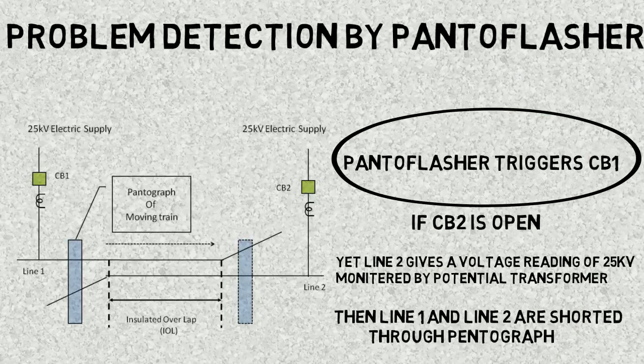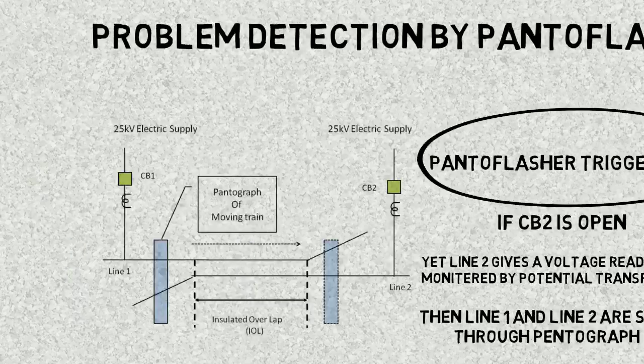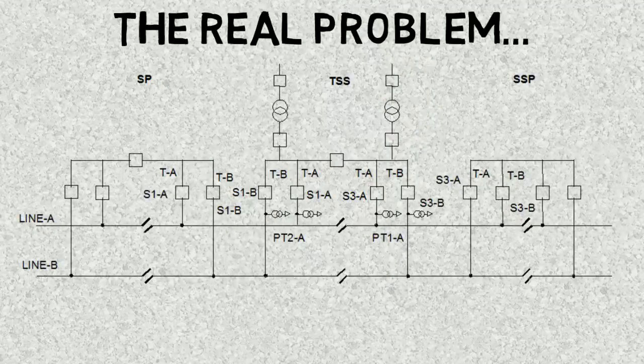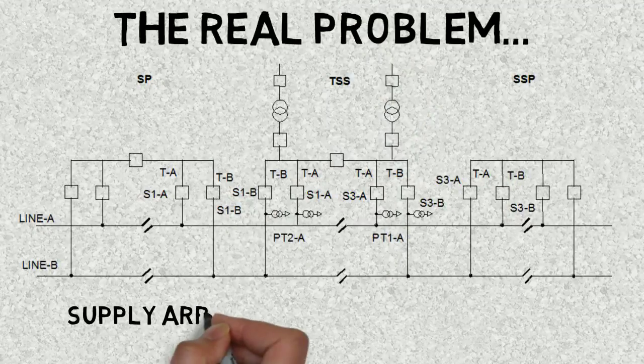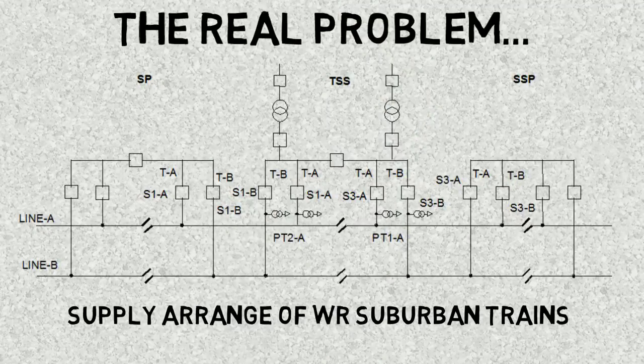But this is not the real problem. The real problem comes when we move towards the Western Railway Suburban SCADA system. This solution of the panto flashover relay is not directly suitable in the Western Railway network, as each line gets a supply from two different circuit breakers which are physically located at different locations and are far away from each other.